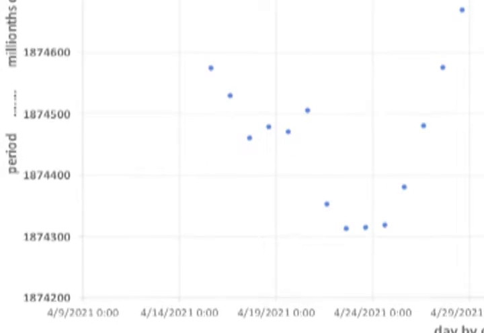On the x-axis is days, so April 14, 15, 16, 17, 18, 19, 20, 21, 22, 23, 24 down here. So the days are across the bottom. The time interval for the pendulum is on the y-axis. These numbers are in millionths of a second. So this one, for example, is 1874400 millionths of a second.